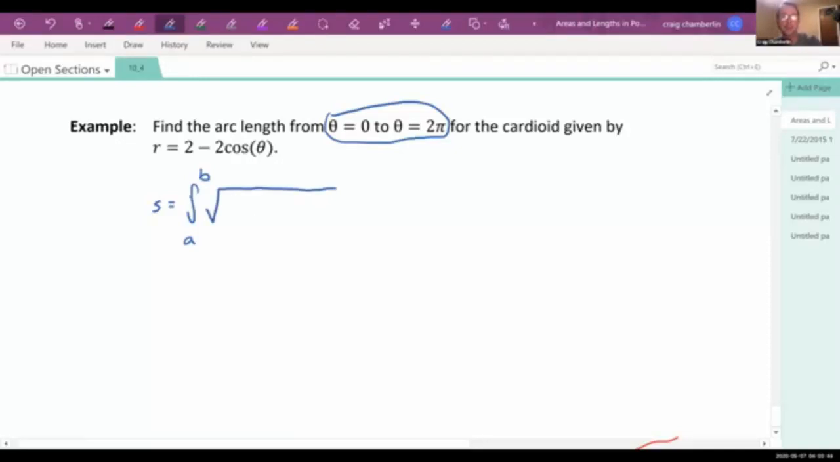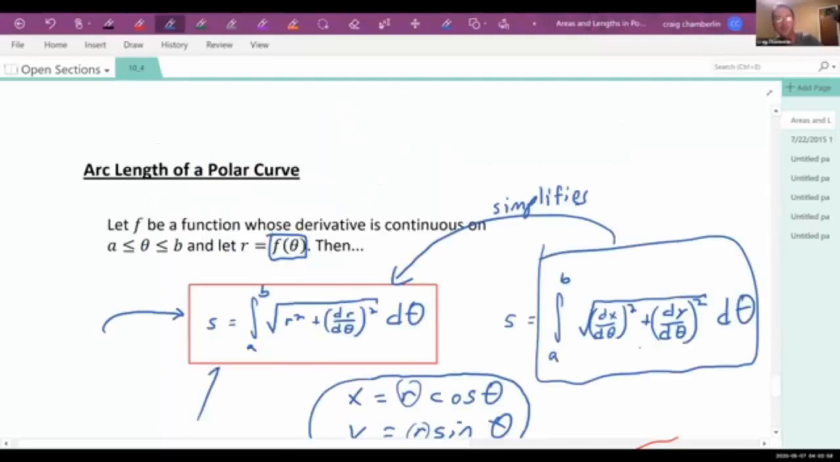So it's the integral from a to b. Remember, it's the square root of r squared plus dr d theta squared, and then d theta up there. So we're using the second formula I presented to you, that one.